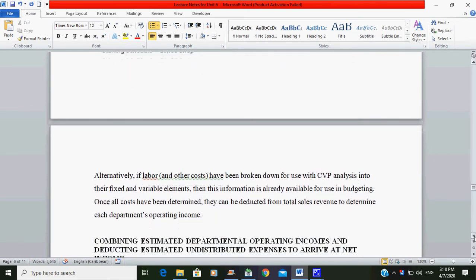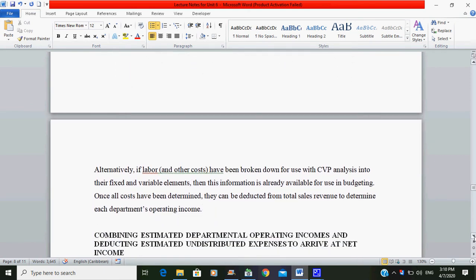Alternatively, if labor and other costs have been broken down for use with the CVP analysis into their fixed and variable elements, then this information is already available for use in budgeting. Once all costs have been determined, they can be deducted from the total sales revenue to determine each department's operating income.